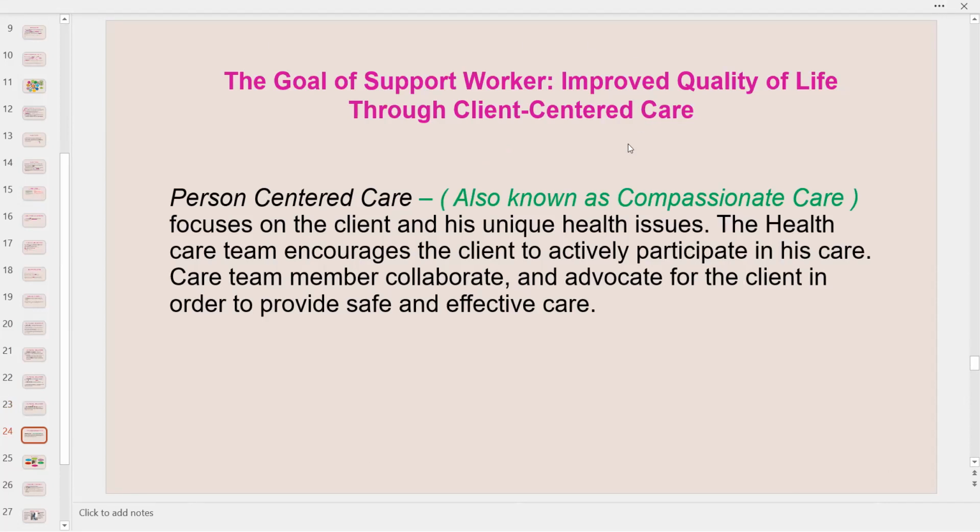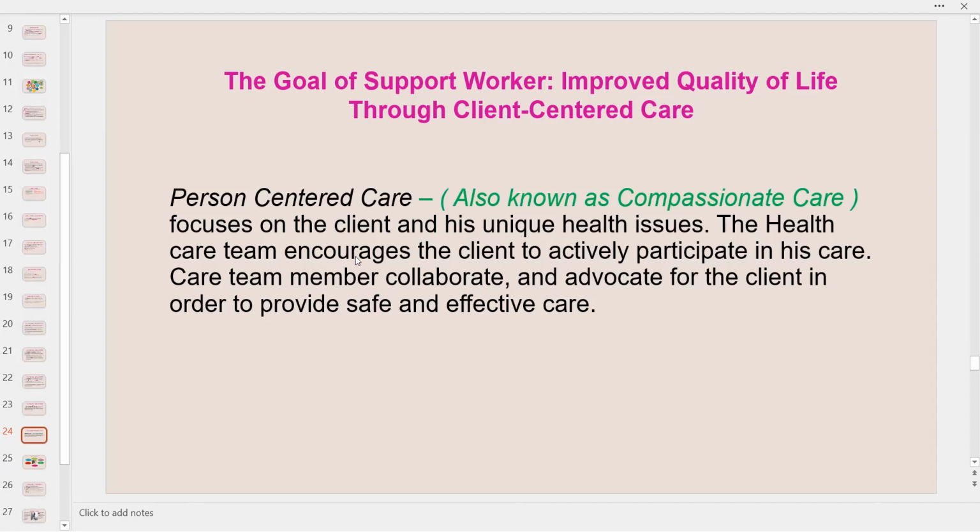Now, what is person-centered care? We can improve the quality of life of our patient through the person-centered care approach, also known as client-centered care or compassionate care. In this type of care, the focus is on the client. The approach of the care is on the client and his unique issues. The healthcare team encourages the client to actively participate in his care.